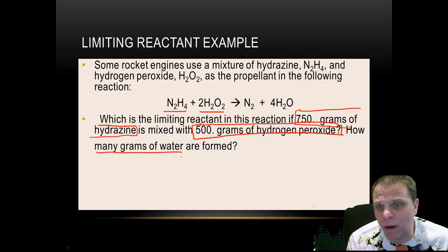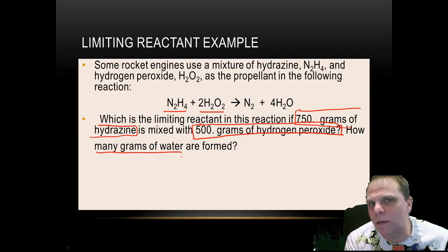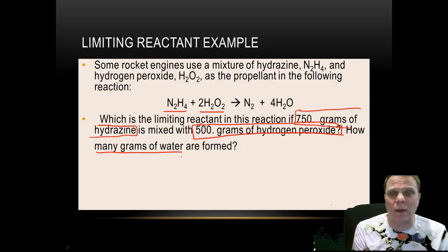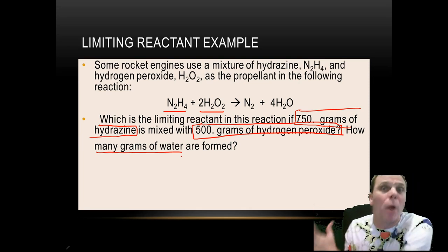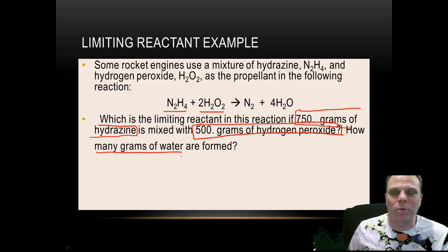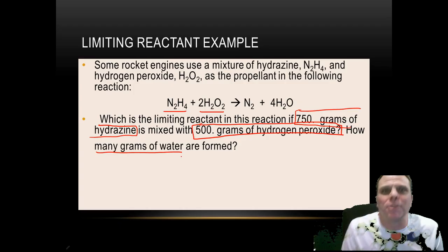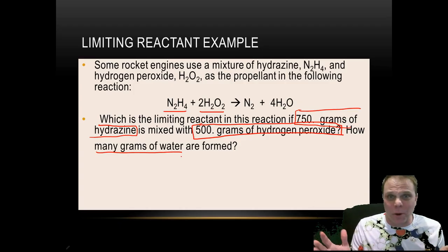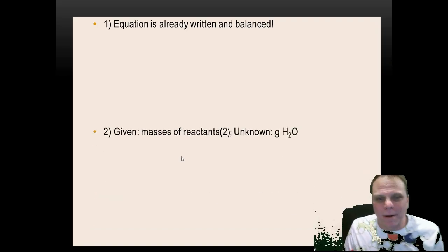So in order to figure out how many grams of water are formed, I've got to figure out which one of these is limiting. Now, again, I said there's a couple ways to solve these problems. One of them would be to start with 750 grams of hydrazine and start with 500 grams of hydrogen peroxide, take them both all the way to water and see which one is the least, and that's your answer. That one really makes a lot of sense to a lot of students. It makes sense to me, but it's also a little bit more work. So you don't have to do that. If you wanted to go through the whole thing, you can. But there's an easier way. You just have to kind of wrap your mind around it, all right?